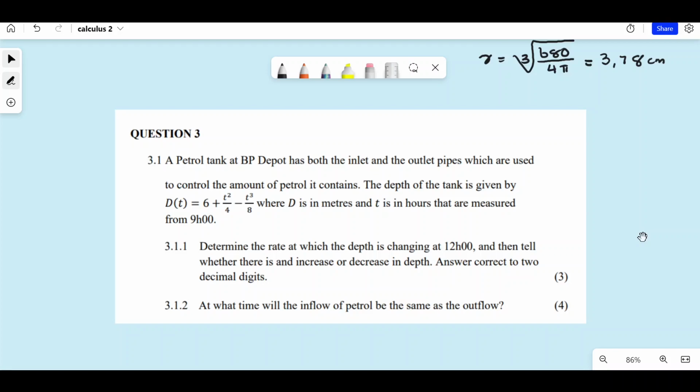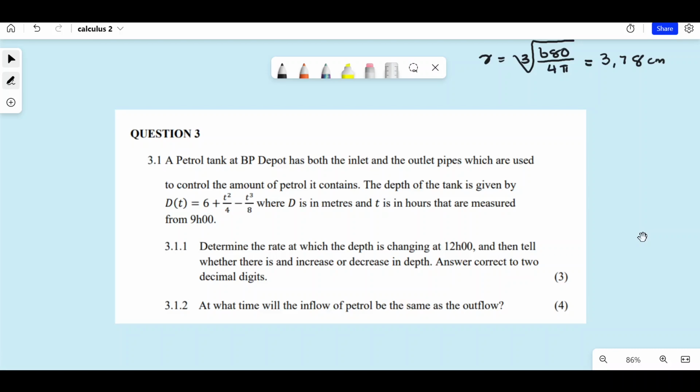Question 3.1.1. Determine the rate at which the depth is changing at 12. So from 9 to 12, 3 hours. And then tell whether there is an increase or decrease in depth. Answer correct to 2 decimal digits. That is the question. Okay, let's see.